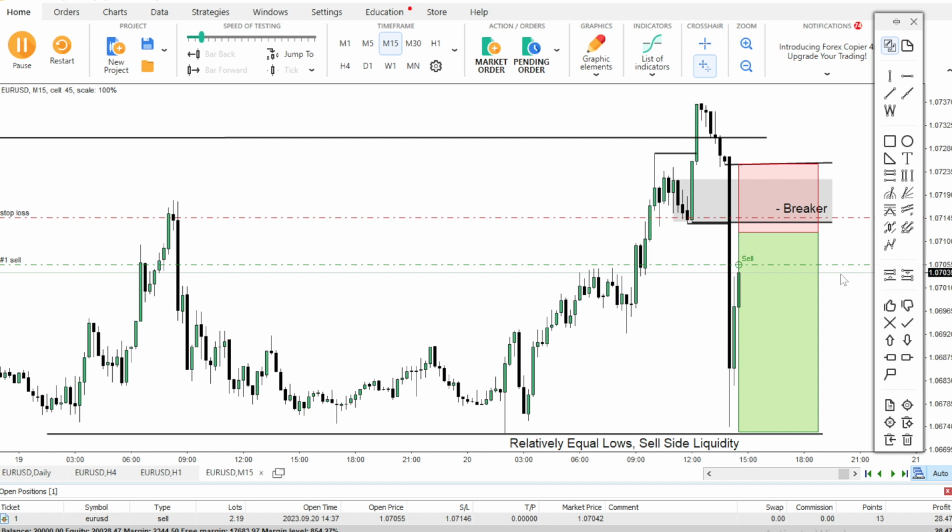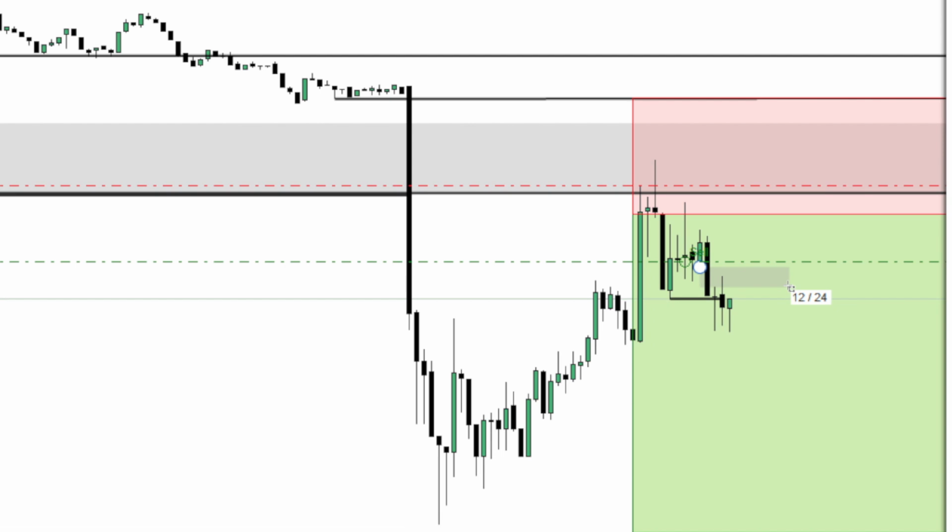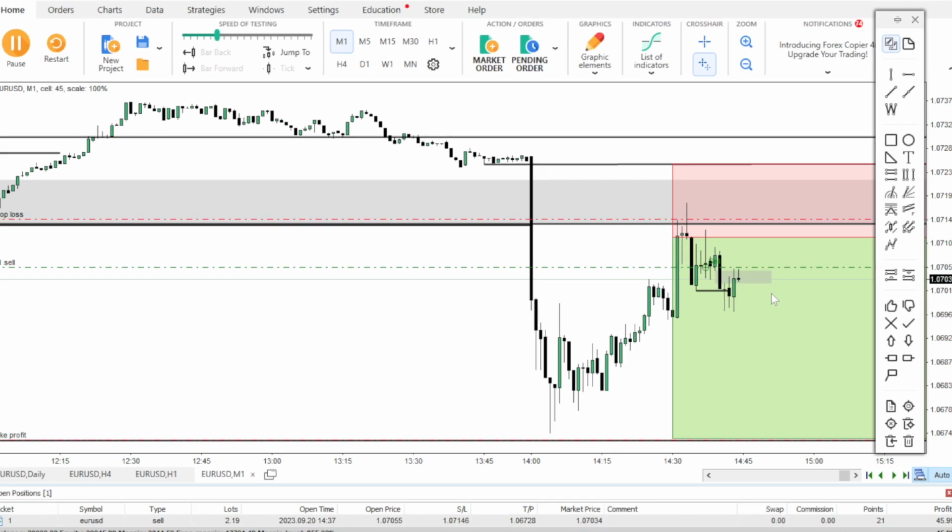I'm just trying to simulate the trade that I took. Obviously, this is not where I enter. Let's go down to the lower time frame to see the price action. We have another market structure shift. This is another fair value gap and the price is respecting it.